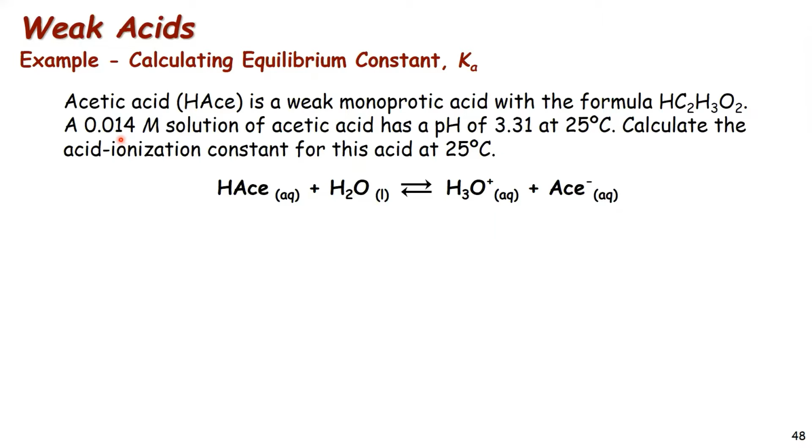So if we have a 0.014 molar solution of acetic acid, and it has a pH of 3.31 at 25 degrees Celsius, we want to calculate the acid ionization constant, the Ka, for this acid at 25 degrees Celsius. Well, we're going to set up the ice table to do that.